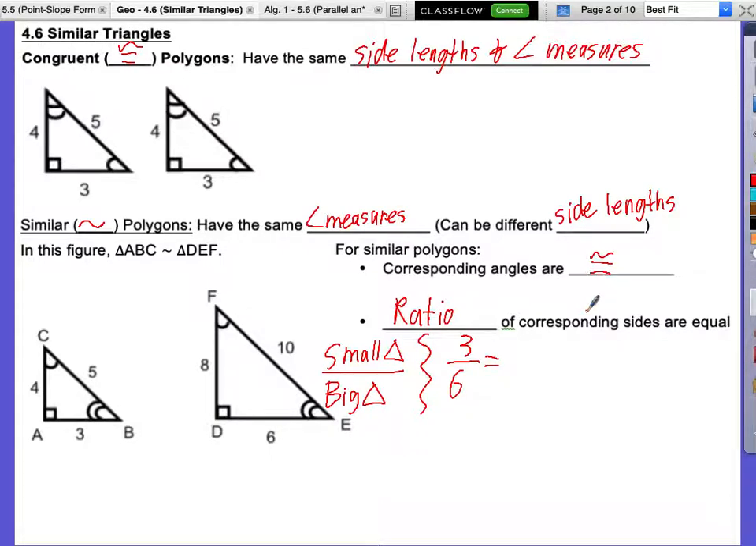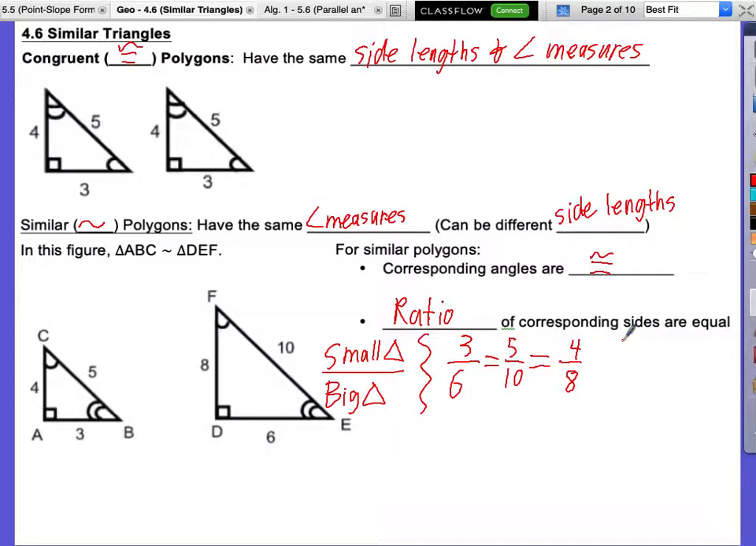Small triangle over the big triangle. Faith. CB, which is 5, and then FB, which is 10. Okay, so CB over FE, which is 5 over 10. And then we have one more pair. Who can give that to me? Sophia? CA over FD. Okay, CA, which is 4, over FD, which is 8.